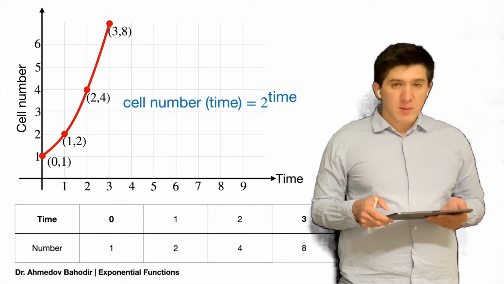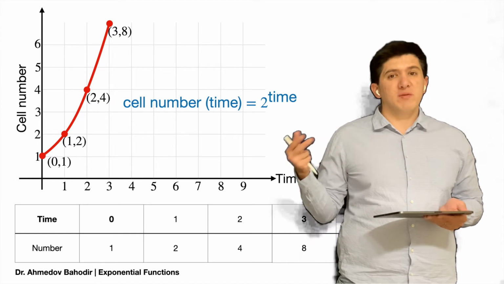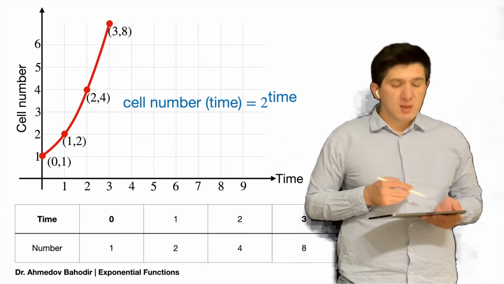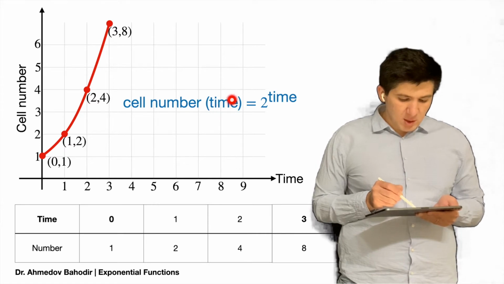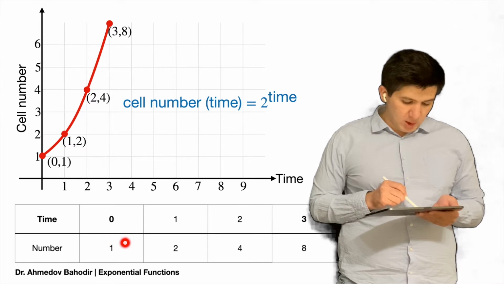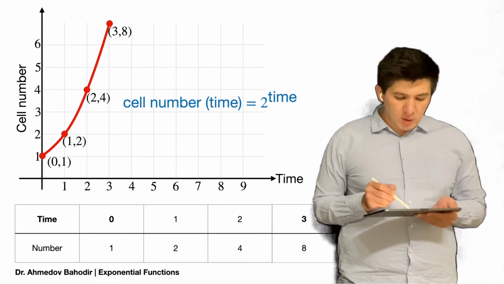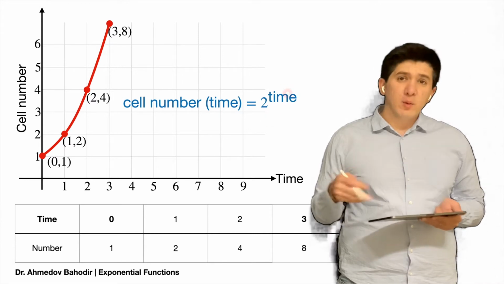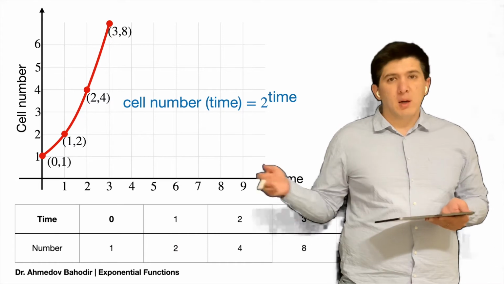So the cell number at a certain time t, let's say, is going to be 2 to the power of time. You can see this from these examples, right? Here, if the time would be equal to 0, then 2 to the power of 0 would be equal to 1, which is here 1. If the time would be equal to 1, then it would be 2 to the power of 1, which is 2, which I can see here, and so on.